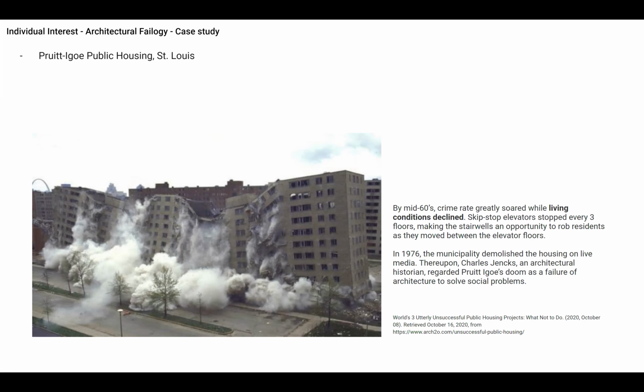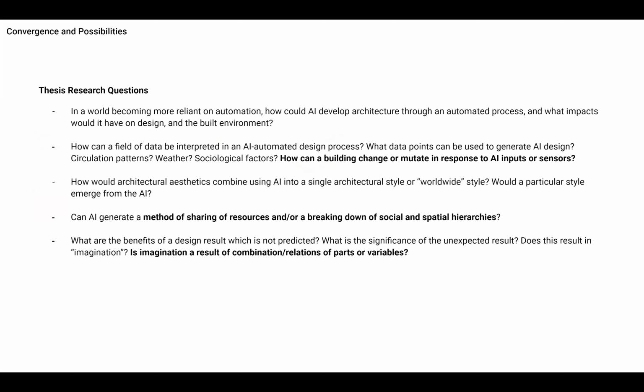We also have a set of research questions that we're interested in, and some of them are maybe a little bit tangential to what Andrew and I just talked about. I'll read them real quick. In a world becoming more reliant on automation, how could AI develop architecture through an automated process? And what impacts would it have, whether it's a good thing or a bad thing, which also raises questions of subjectivity and objectivity.